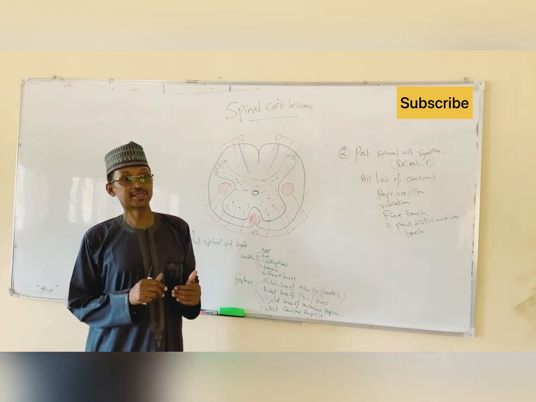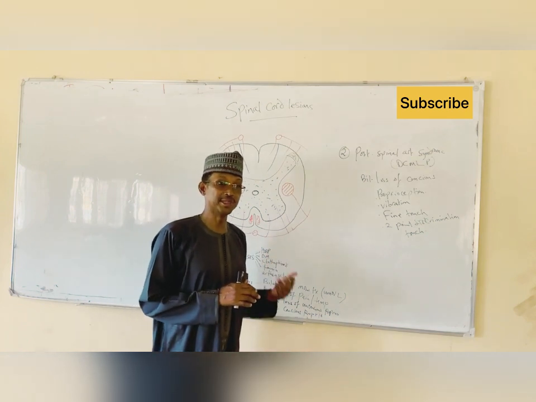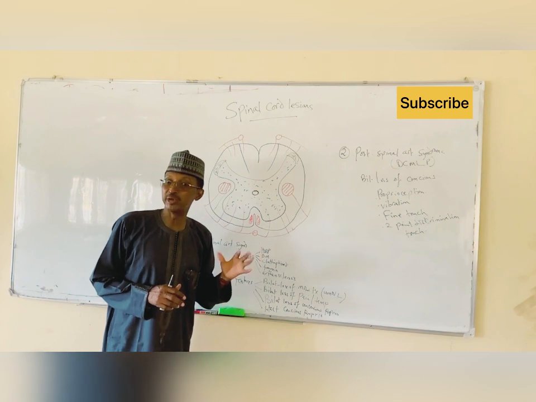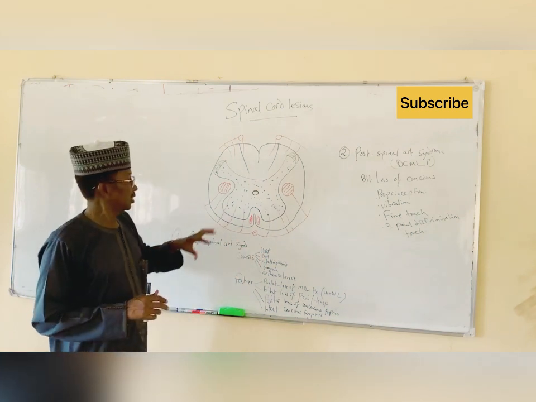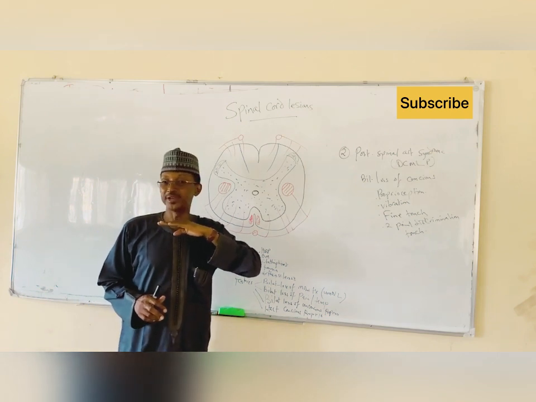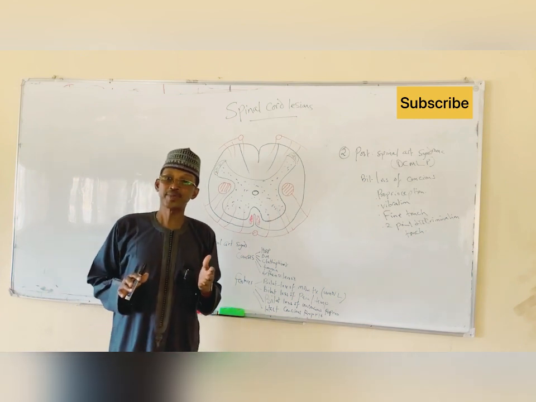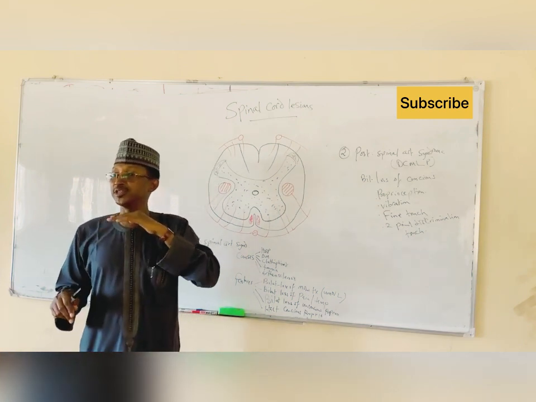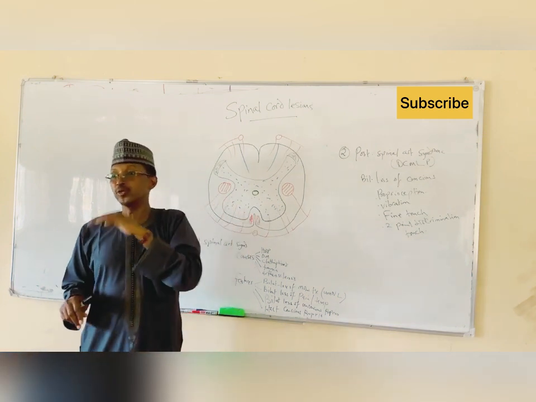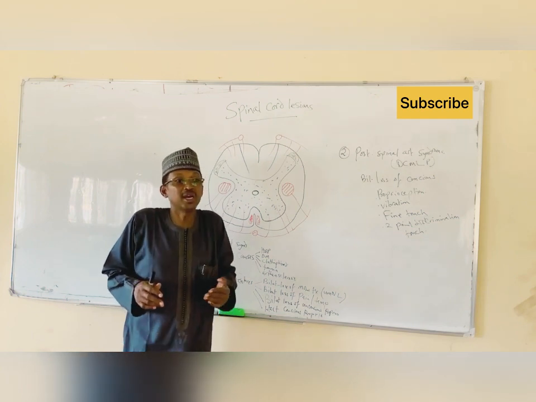Before I now discuss the different varieties or different categories of spinal cord lesions, let me briefly discuss the anatomy of the spinal cord. You see, if you cut the spinal cord at different levels, the structures that you are going to see at various levels differ. If you cut the spinal cord at the level of the cervical region, the structures that you are going to see are going to differ from those that you are going to see at the level of, let's say, the lumbar region or sacral region.